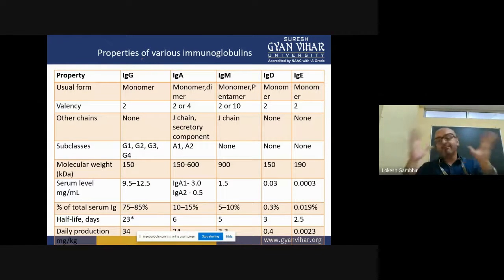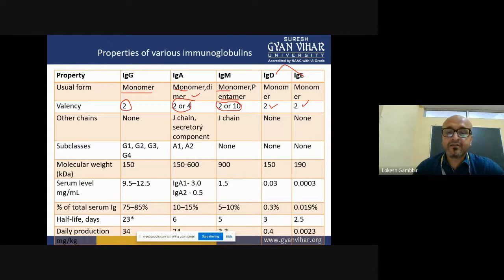So after studying the complete scenario, let us summarize the complete immunoglobulin part in the form of a table. There are 5 immunoglobulins that we are talking about. In the structure part, IgG is monomer, IgA is both monomer and dimer, IgM is monomer and pentamer, and the remaining 2 are again monomer. So the valency is bivalent, tetravalent, and pentamer, so we are talking about 10 valencies.